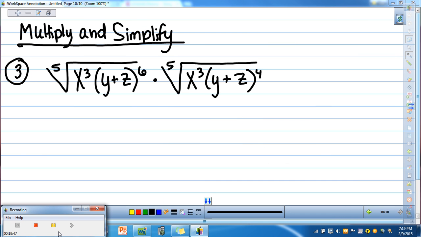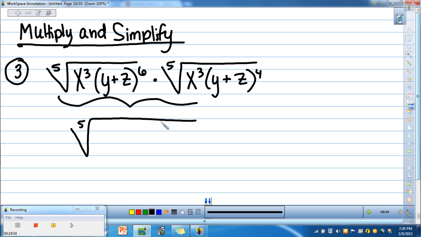This is the last problem in today's lesson. We are going to multiply and simplify with fifth roots. Start by putting these together and multiplying the insides. x to the third times x to the third. Add the exponents, and we get x to the sixth. Notice how the quantity y plus z is the same for both radicals. (y plus z) to the sixth times (y plus z) to the fourth. Same base, add the exponents, so it will be (y plus z) to the 10th.